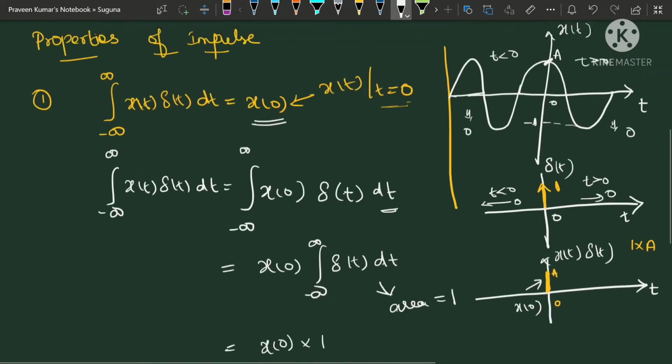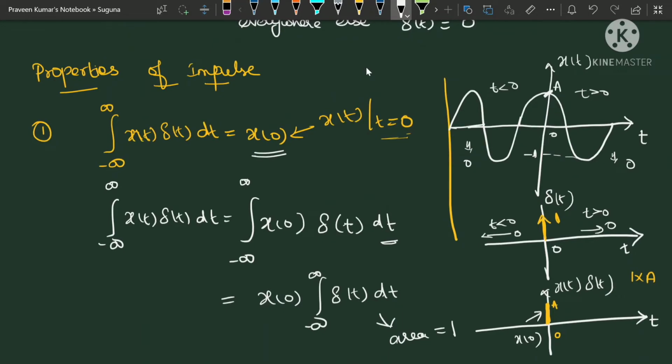Understood? புரியுதா? நாம ஏன் இங்கே x of 0ன்னு எடுக்கிறோம்னு? நீங்கள் x of t கூட எடுத்துக்கலாம், பட் இந்த integration valid ஆகணும்னா integration நம்ம எப்போ பண்ண முடியும்? என்னதான் signal continuous signal இருந்தாலும் அந்த x of 0 மட்டும்தான் del of t கூட multiply ஆகப் போகுது. அதனால் நம்ம x of t directஆக x of 0ன்னு எடுத்துக்கிறோம்.